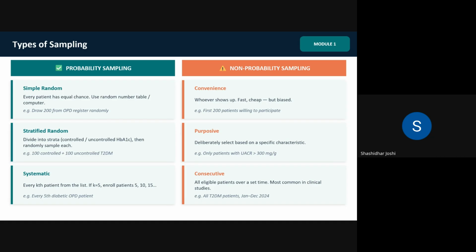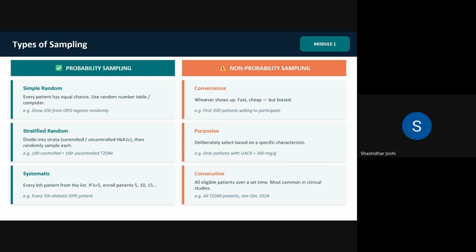Now, what do you mean by simple random sampling? Imagine that sampling frame which I told you. Imagine that every patient has an equal chance. You use a random number table or a computer, basically the kind of technology you can use for that. A simple example here is to draw 200 from the OPD register randomly. Just randomly select 200 from the OPD register, right? So that is one way of doing it.